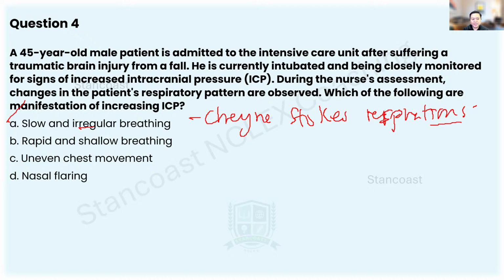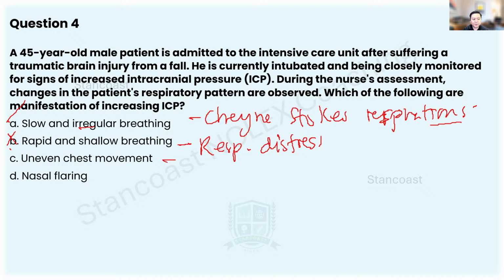Now, if you're answering letter B, rapid and shallow breathing, it doesn't fit into the Cushing triad respiratory pattern. Rapid and shallow breathing is not associated with increasing ICP. Rapid and shallow breathing is associated with respiratory distress. Okay, respiratory distress. What about uneven chest movement?